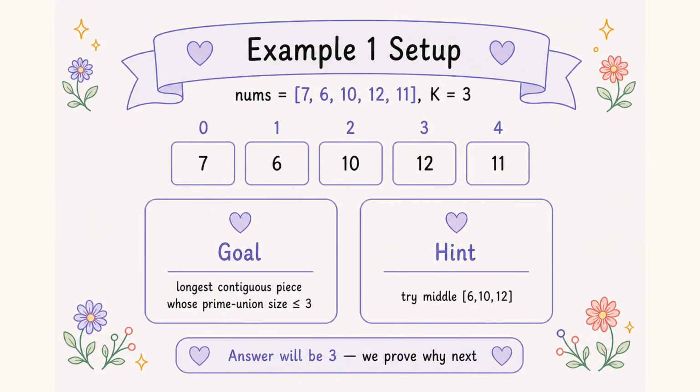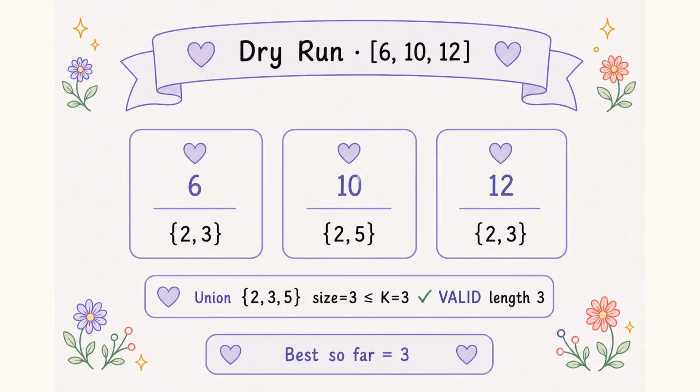Example 1 setup, nums equals 7, 6, 10, 12, 11. K equals 3. We want the longest contiguous piece whose prime union size is at most 3. A strong candidate is the middle piece, 6, 10, 12. Let's verify it carefully.